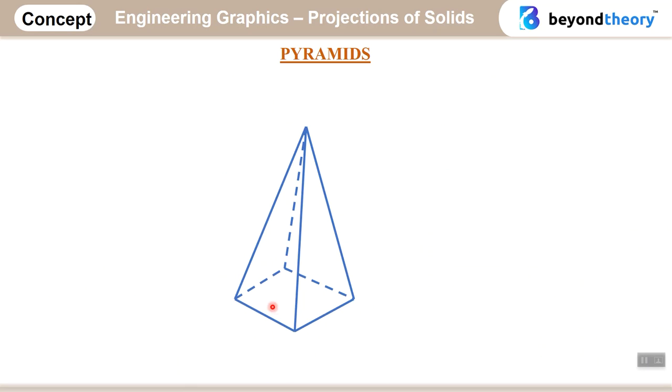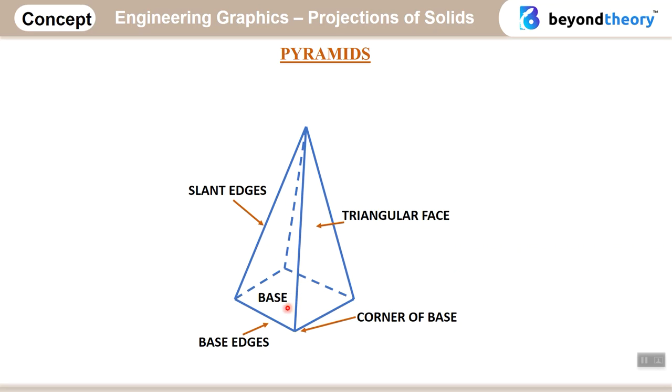This surface of the pyramid is called the base of the pyramid. The lines that form the base are called the base edges, and the lines converge together to form the corners of the pyramid. The lines that start from these corners are slanting in nature. So these edges are called slant edges, and the faces that are formed by these slant edges are called triangular faces. You can see that all these slant edges are converging to a single point. This particular point is called the apex or the vertex of a pyramid.